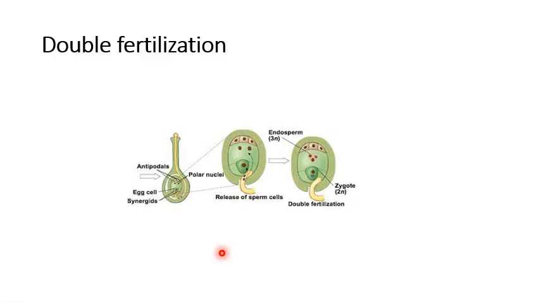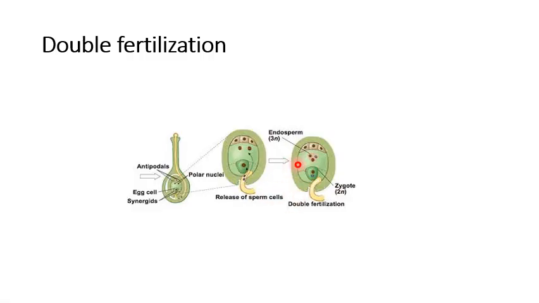So how does the first fertilization occur? One sperm cell fuses with the egg cell. This forms a zygote, which develops into an embryo. Got it? There are two sperm cells, right? One sperm cell fuses with the egg cell, resulting in the formation of a zygote, which develops into an embryo. Got it?